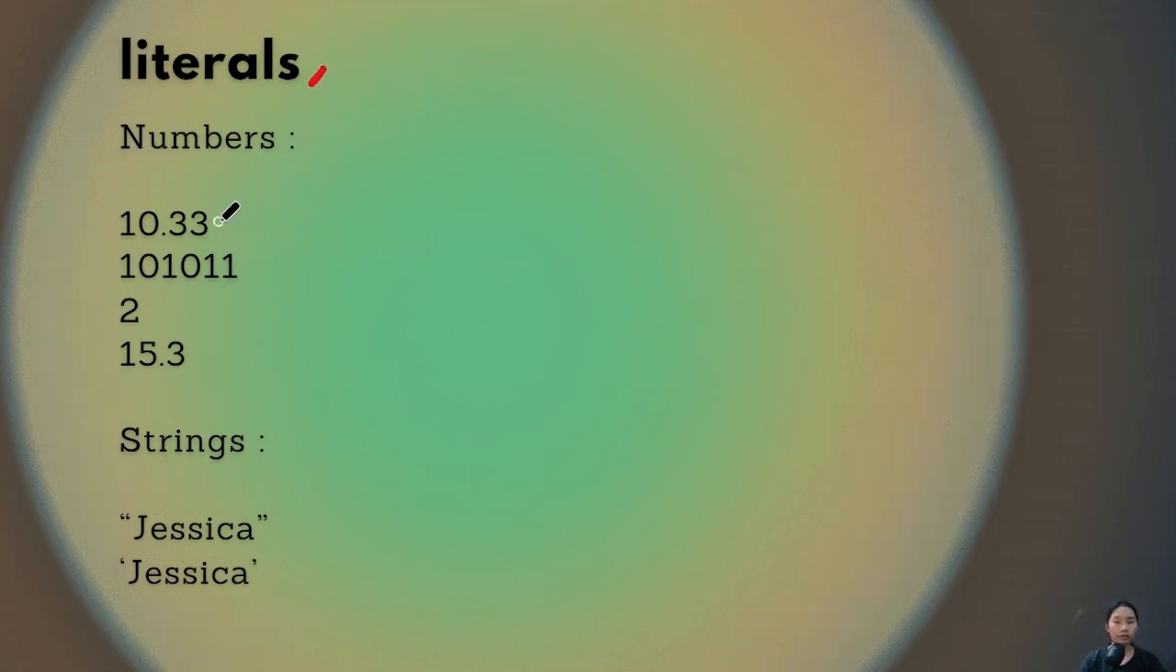Here are some examples of what literals look like. We have numbers: float, binary, integer, and then another float. And we have strings as well, which you can define with double quotes or single quotes.